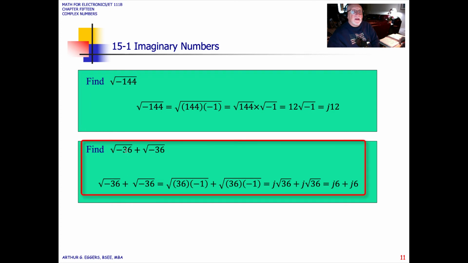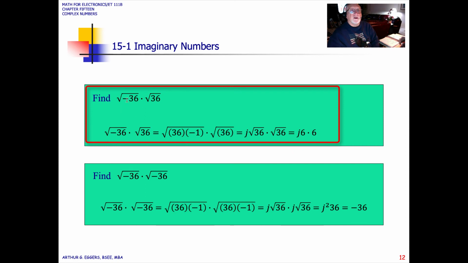So we're going to go back to that negative 36 and add them together. As I add them together, you can see, just like we did before, we end up with a value, and then our value that we're going to end up factoring out through the square root, and our minus 1s. So we end up with j, the square root of 36, j, the square root of 36, which ends up being a summation here.